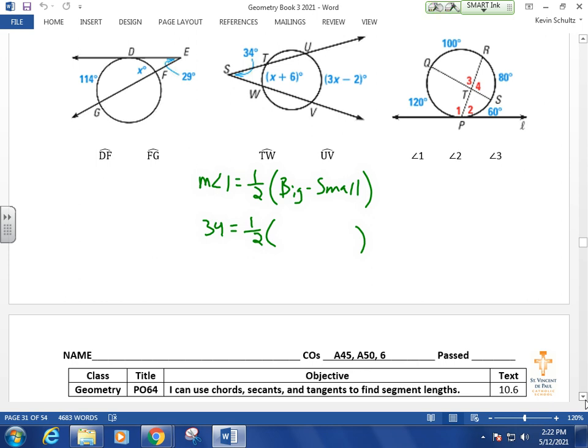And here's where the algebra comes into play. Our big arc is represented by the expression 3x minus 2. And when we subtract that small arc, we actually need to put it in parentheses. If you just put minus x plus 6, that means you're only subtracting x. You want to subtract the sum of x and 6. So your next step here would actually be to distribute that negative sign into minus x minus 6.